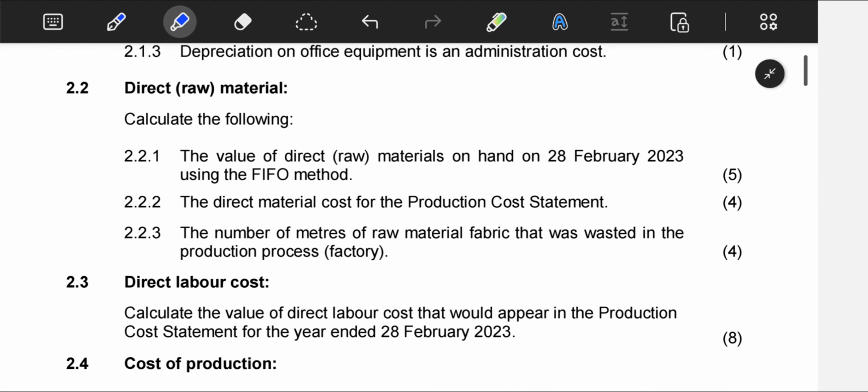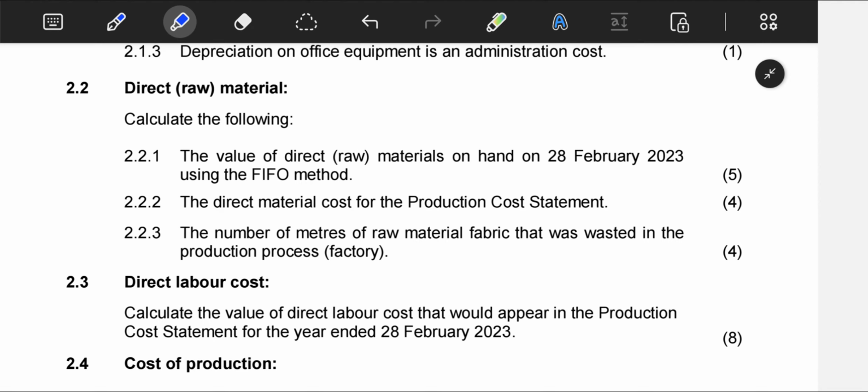Now, 2.2, direct raw material. Calculate the following. The value of direct raw material on hand on 28 February 2023. 28 February 2023 is the last day of the year. So, meaning in other words, we need the value of closing stock using FIFO method. FIFO is first in, first out. What does that mean? The stock that we receive first is the first one that is going to be issued out.